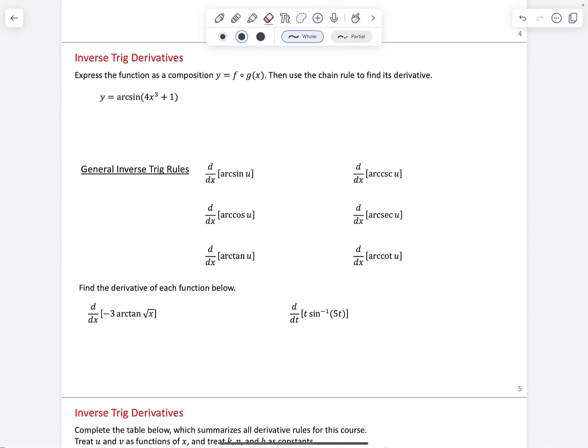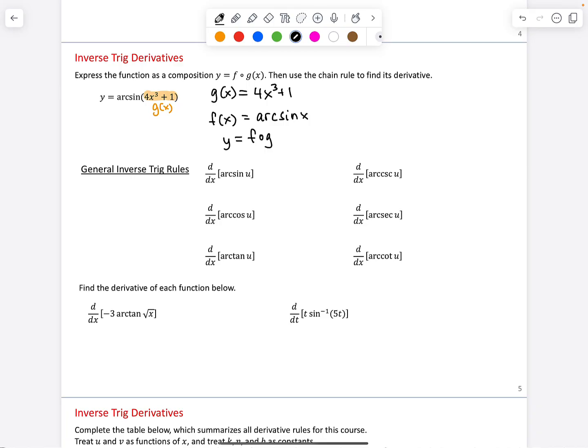Express the function as a composition y equals f of g of x, where y is this function, then use the chain rule to find its derivative. So now we're doing a composition. We have a function plugged into an inverse trig function. Well, the composed function g is easy to identify as the argument here. It is 4x cubed plus 1, and that's being plugged into the f function, which is simply the arc sine of x. Sure enough, if you take g and substitute it in for the x in f, we've confirmed that the result will be this y function.